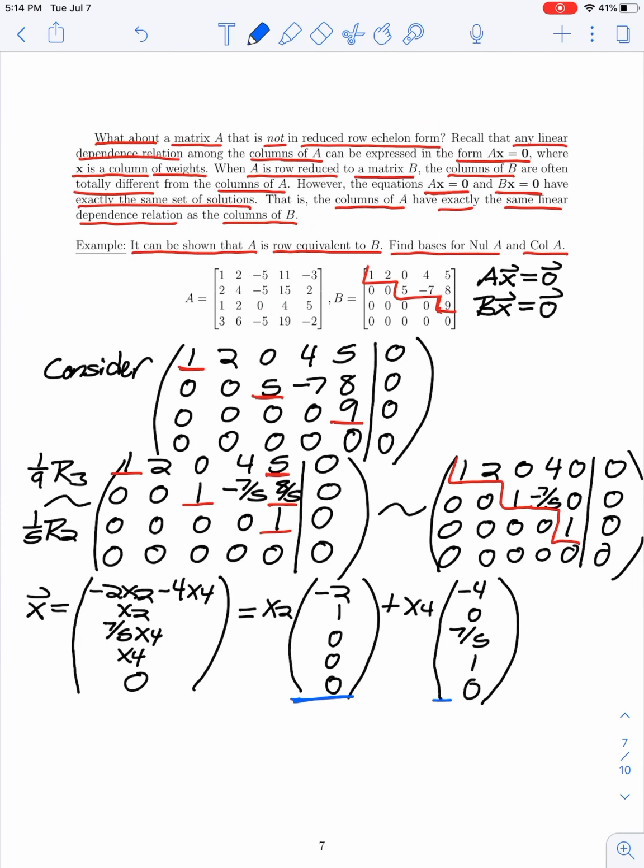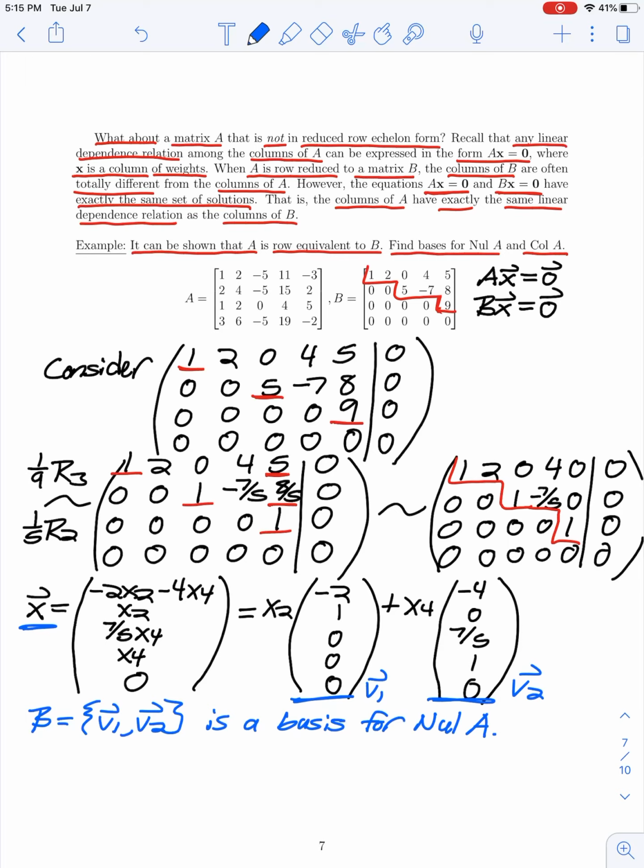So these two vectors are a linearly independent spanning set of the set of vectors x of this form, which defines the null space of the matrix A. So if we call these vectors maybe v1 and v2, then a basis for the null space would be the set B, consisting of these vectors v1 and v2, is a basis for our null space.